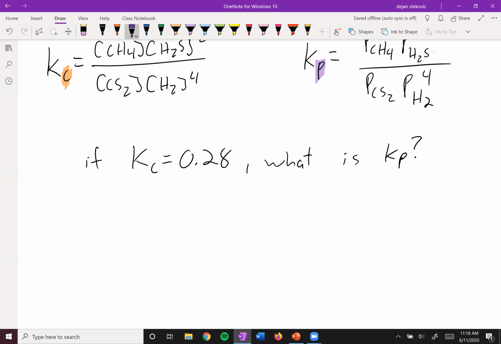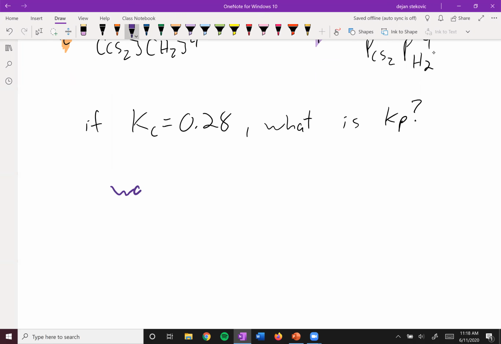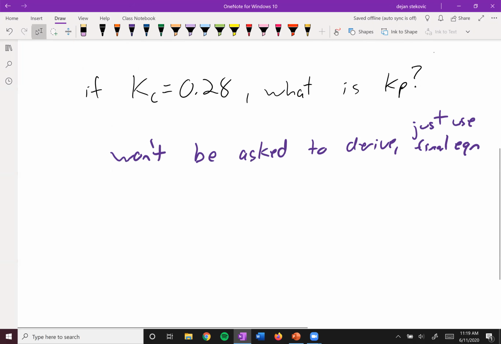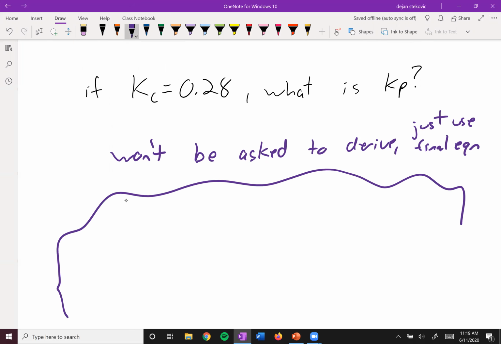You don't need to know how to derive this. You just need to know the final answer. So if you don't care, you can skip forward a bit till you get to the final answer. But if you care, then take a look. It's not that long. It won't be asked for you to derive. You just need to know how to use the final equation. I'll put this in a little purple blob, which will be stuff that you're not really required to know.